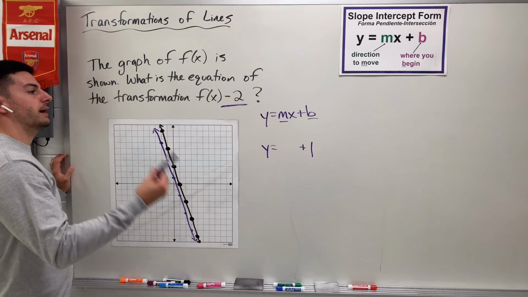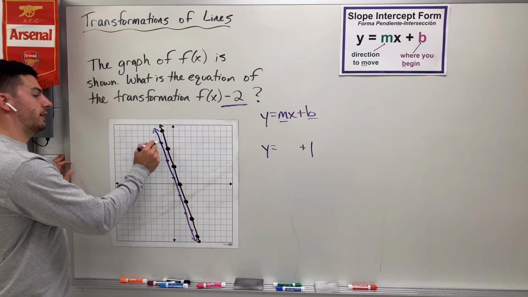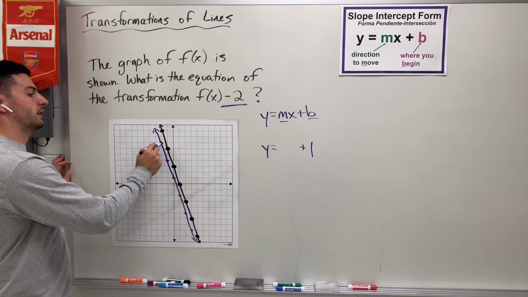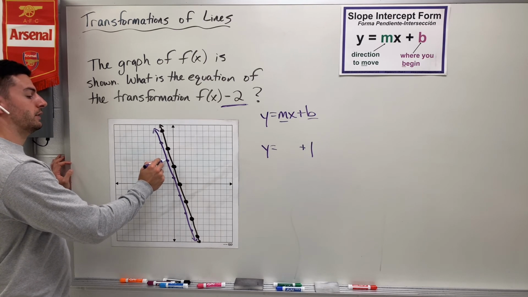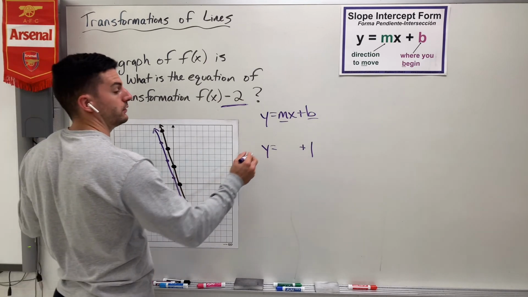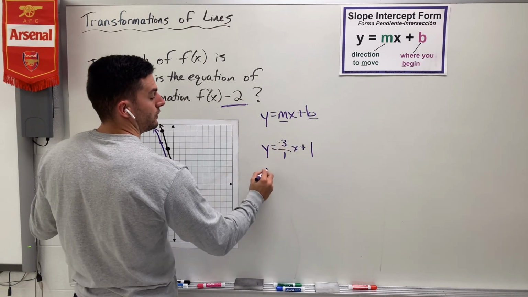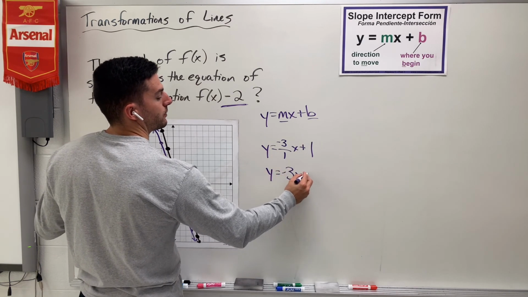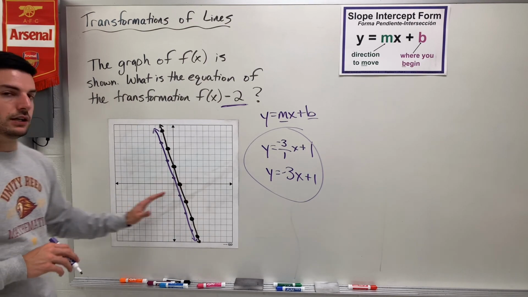And then my m value, my slope, how much is it moving? I start with the point furthest on the left, and I count to the next one. I move down 1, 2, 3, right 1; down 3, right 1; down 3, right 1. So down 3 and right 1 would be -3 over 1, or just, you could say y equals -3x plus 1. So that would be the equation of this line.